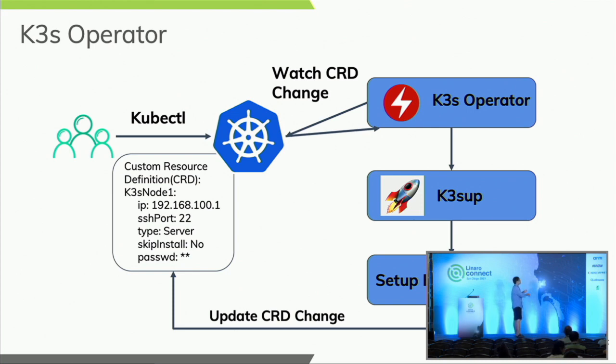So after this, the K3s operator watches a change where the user has applied a CRD file K3s Node 1, and it will call K3s up and set up K3s on the edge node. And then after it finishes, it will update the CRD, and one K3s node will be joined to this cluster.